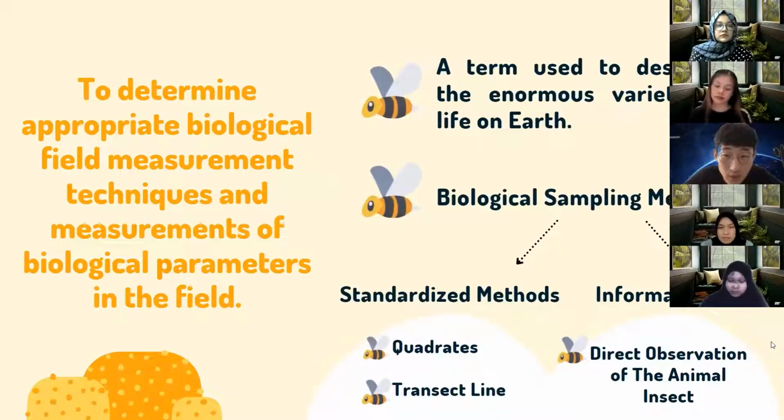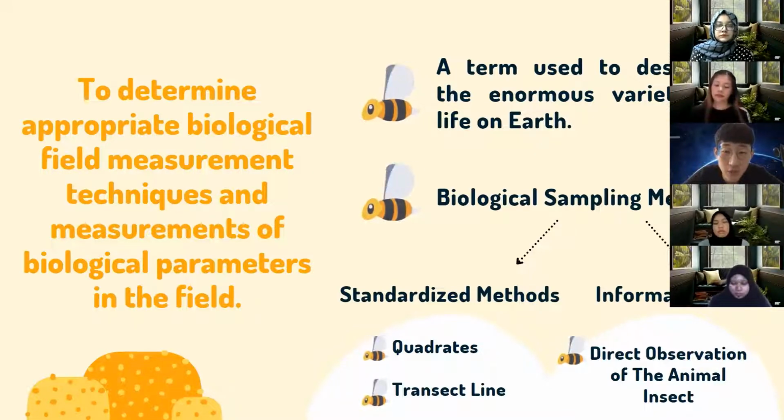We want to determine appropriate biological field measurement techniques and the measurements of biological parameters in the field. Biodiversity is a term used to describe the enormous variety of life on Earth. It can be used more specifically to refer to all of the species in one region or ecosystem.